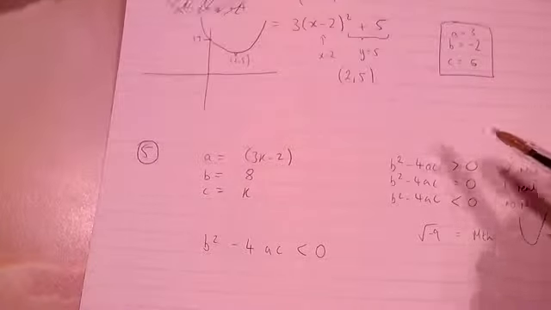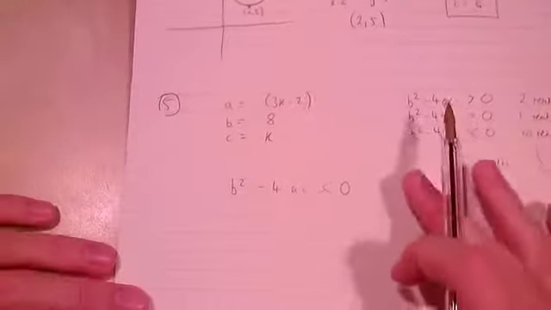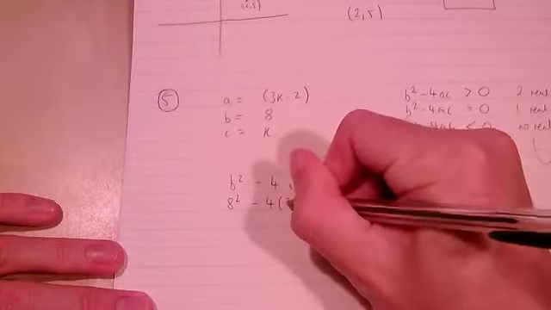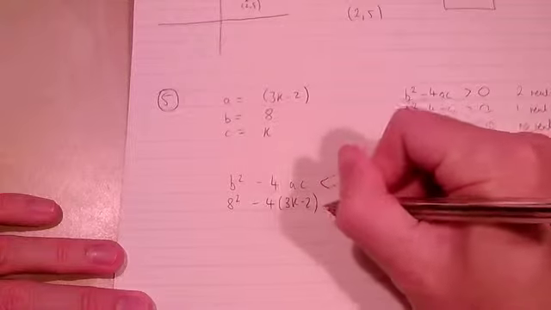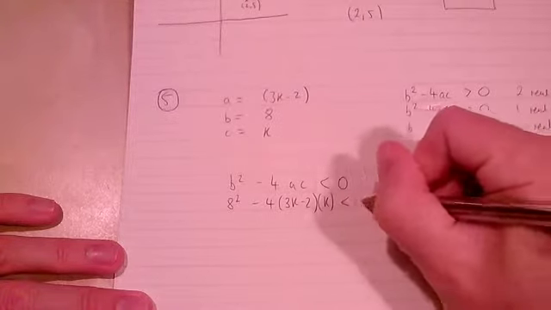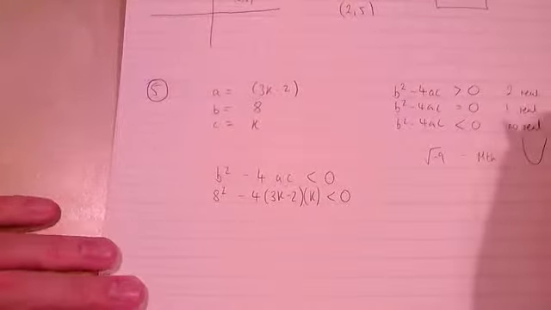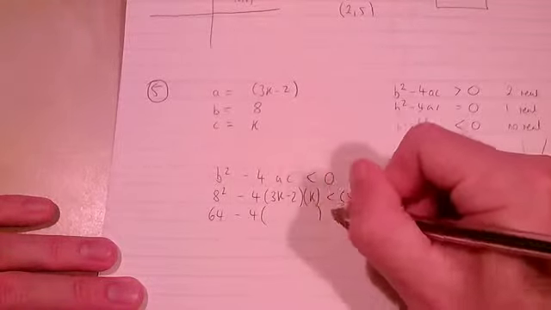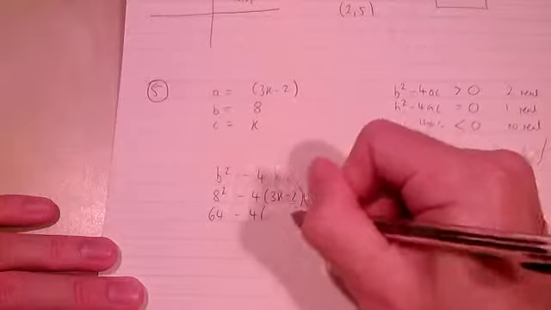Okay, so I now need to sub into this. So b squared, that's going to be 8 squared minus 4. Now definitely keep this in brackets, or you'll most likely mess it up. And then k is less than 0. Next thing I'm going to do is answer that. I'm only going to expand this bracket for now. I'm not going to do the minus 4 as well.